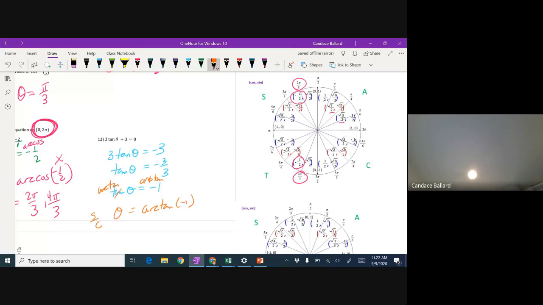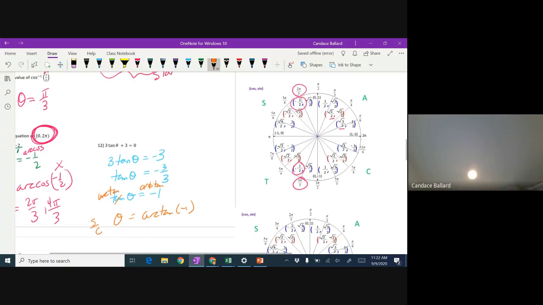Okay, I'm seeing, oh, I like what I'm seeing. I like the one positive, one negative. I'm liking the negative square root of 2 over 2. I'm looking for that same number, opposite signs. I really like that. So same number, opposite signs is exactly what I'm looking for around my unit circle.